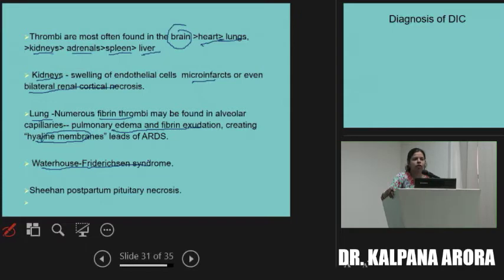There is bilateral adrenal hemorrhagic necrosis because of infection with Neisseria meningitidis. So in this, the causative organism is Neisseria meningitidis, okay, which activates the thrombus. Then there can be Sheehan's postpartum pituitary necrosis. There can be necrosis of the pituitary, which is most commonly seen in the postpartum period.